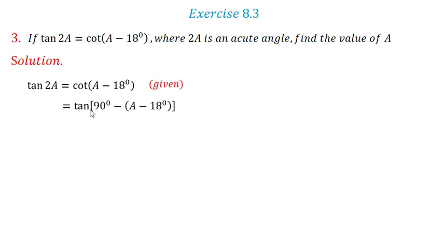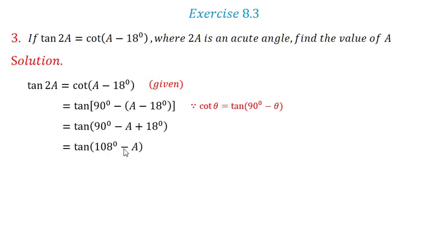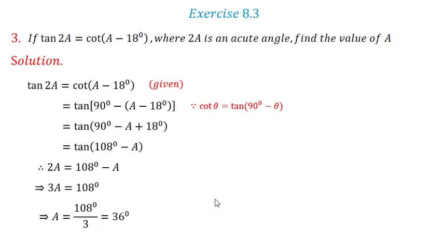So let us convert this cot into tan. Cot theta, I will say, is tan 90 minus theta. So tan 90 minus this whole angle, which is A minus 18 degree. Now 90 degree minus A minus 18 degree, if you open the bracket, you get 90 plus 18, that gives 108 degree minus angle A. So on the left hand side I have tan 2A, on the right hand side I have tan 108 minus A. So this gives me 2A as 108 degree minus A. Now this minus A I will move to the left and I will get 3A is equal to 108 degree. On simplification I get the value of A as 36 degree.